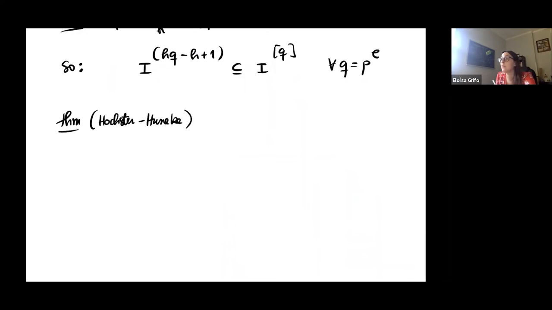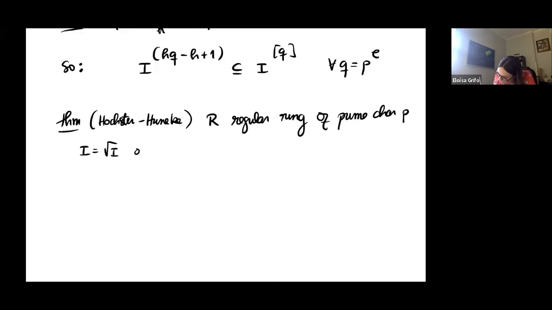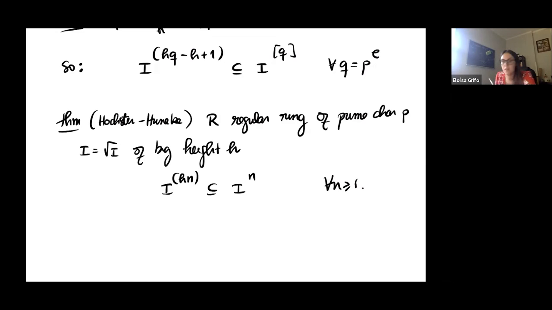A paper from 2001. So again, you have a regular ring. But now I'm going to say that it has prime characteristic p. I'm going to take a radical ideal I with big height h. And we're going to show that the h n symbolic power is contained in the n power for all n. We have already proved this in the case when n is a power of p. Now we have to do all the other cases.